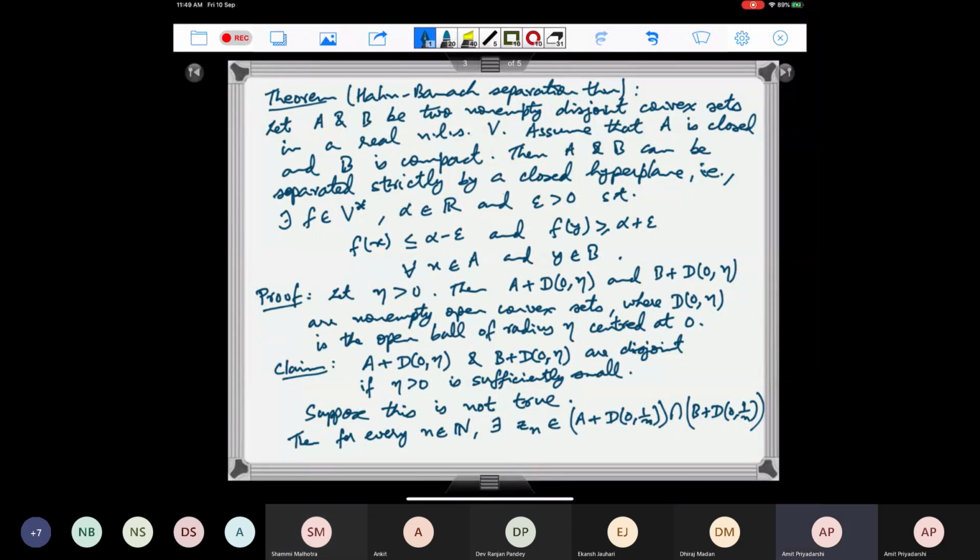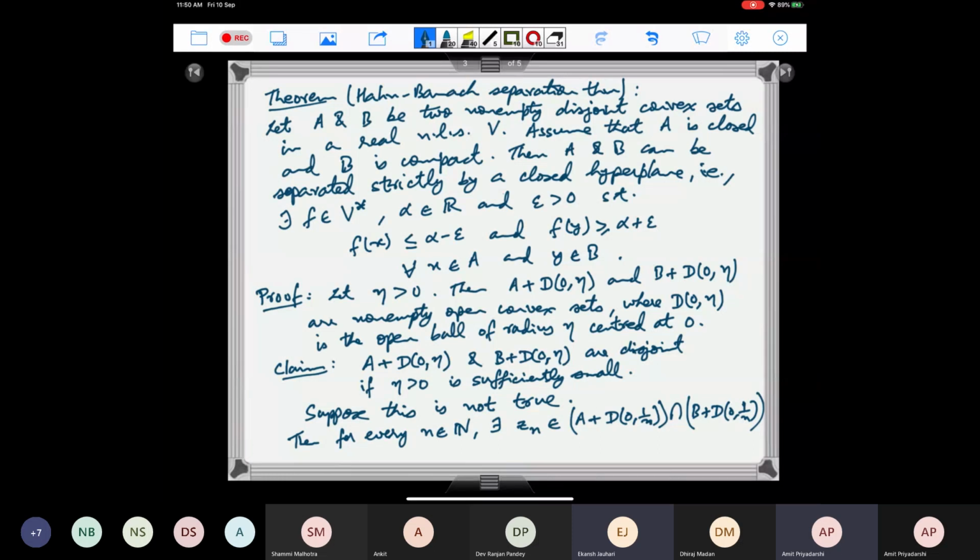So that is why we want something of this form, that A plus an open ball, right? So we don't want any neighborhood. We want a neighborhood of this form. We want these open and convex sets, right? So that is why we have done it like this.